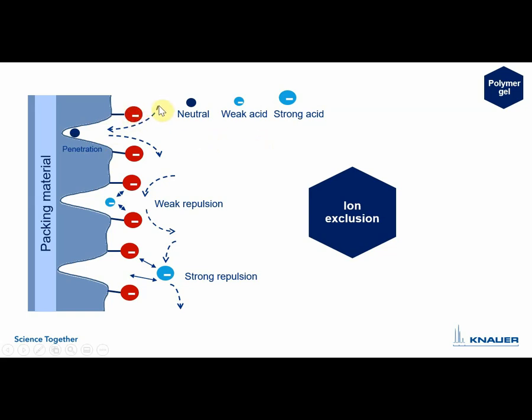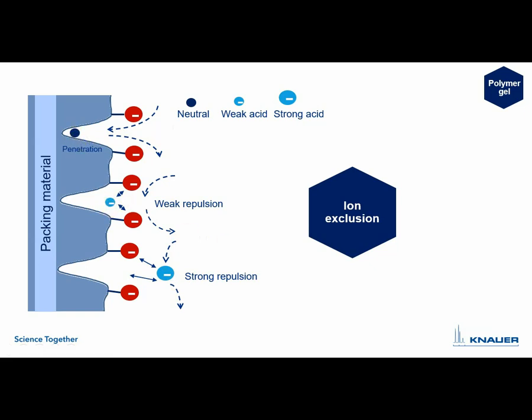So neutral molecules can go inside and outside the pores. There's no problem. If you have a weakly charged negative molecule, like a weak acid, it will have some difficulties to get inside here because it gets a weak repulsion. And the stronger the acid gets, the harder it gets. So if it's really a strong acid, it can't go inside any pore. So you have an ion exclusion. This one here is excluded from the pores and will elute very, very fast because it can't penetrate the pores, and the way through the column for this molecule will be very much shorter than for this one or this one.